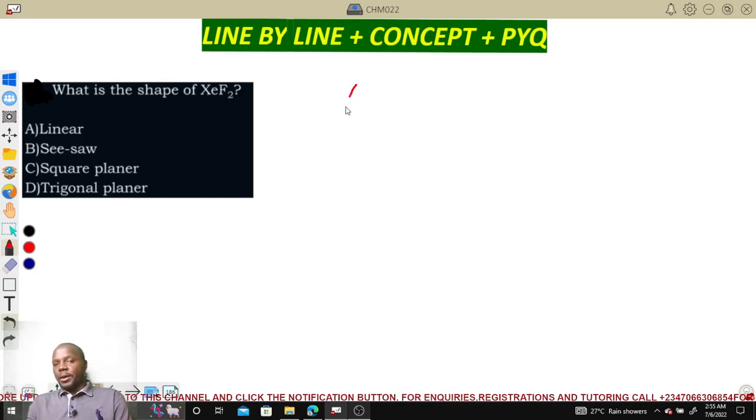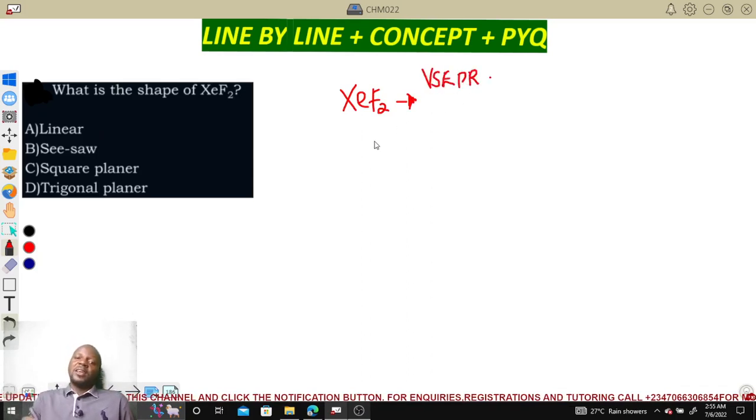Shape time. Now let's talk about shape time. XeF2: we can use the knowledge of VSEPR, valence shell electron pair repulsion, the way people call it. Now, there's not much repulsion. Xenon is going to have its 5s2 5p6, 8 electrons. So if you draw that, it's simple to know.